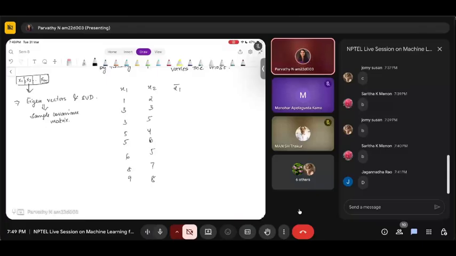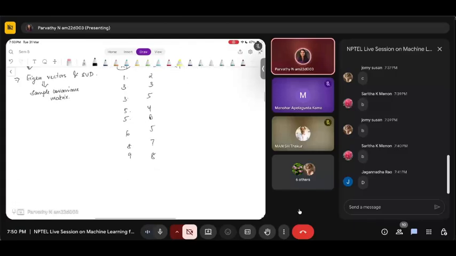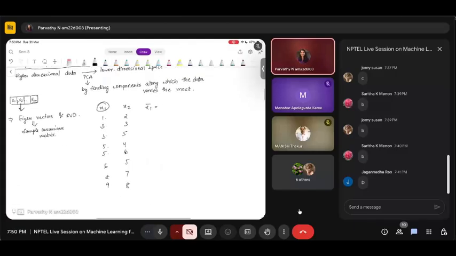First, we find the mean. For x1, it is 1 plus 3 plus 3 plus 5 plus 5 plus 6 plus 8 plus 9, so that will be 40 divided by 8, and it will be 5. Similarly, for x2, we find the mean and that will also be 5. Now, once we have this, we find x1 minus x1 bar. That is the variance.